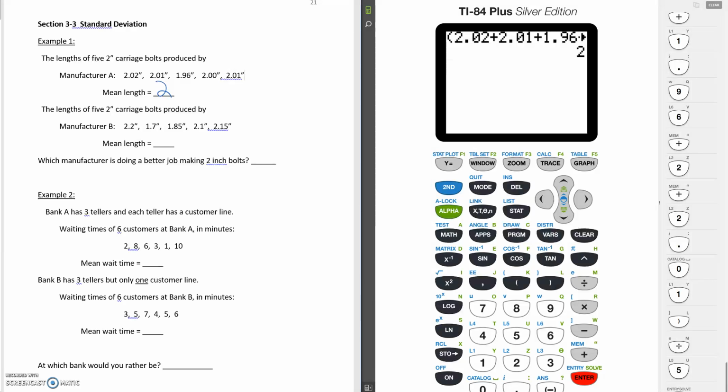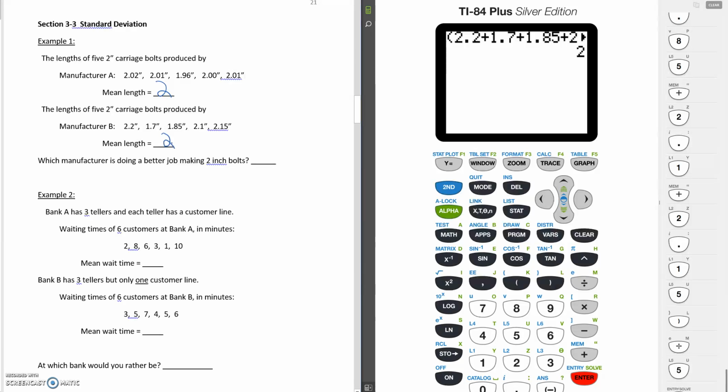So they had one that was 2.2, one that was 1.7, 1.85, 2.1, and 2.15, divided by 5. Well, here the mean is also 2.